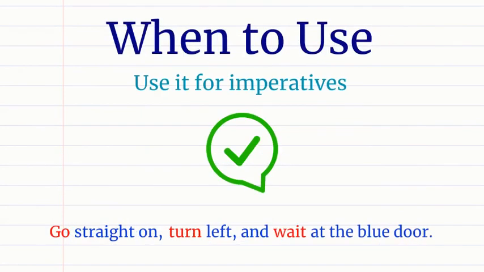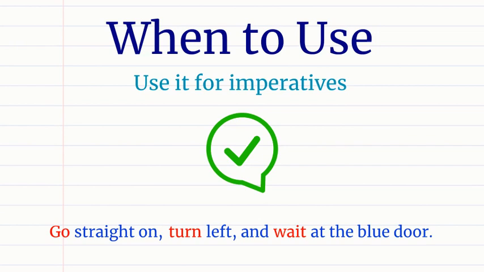We use the present simple for imperatives. These are basically orders, when somebody tells you what to do, or how to do something. In this example, somebody is giving directions, so they say it in present simple. Notice how there's no subject in this sentence.